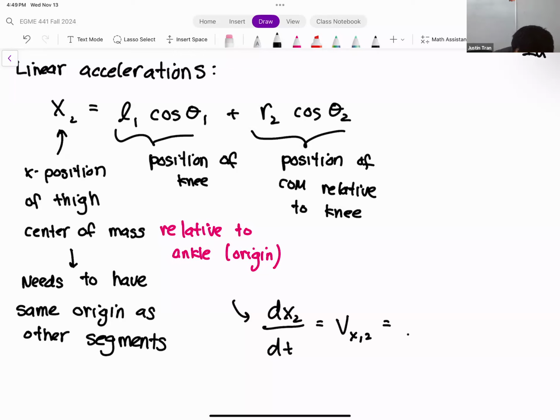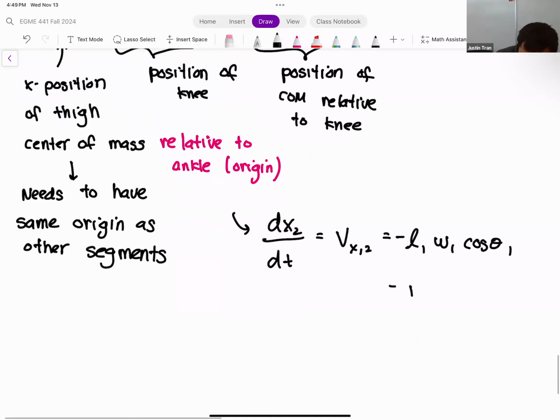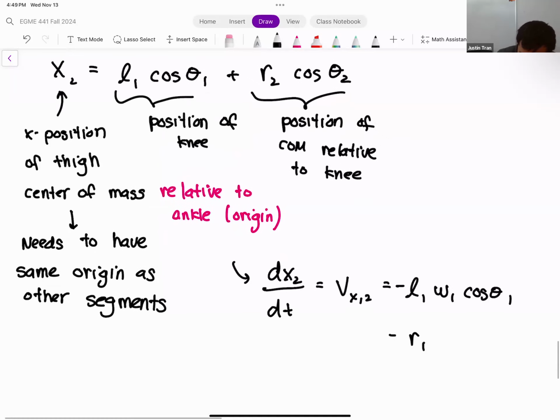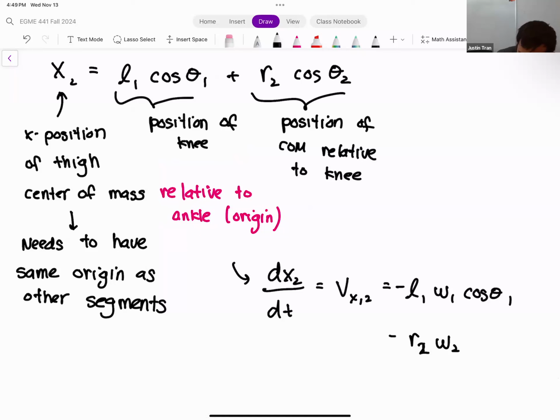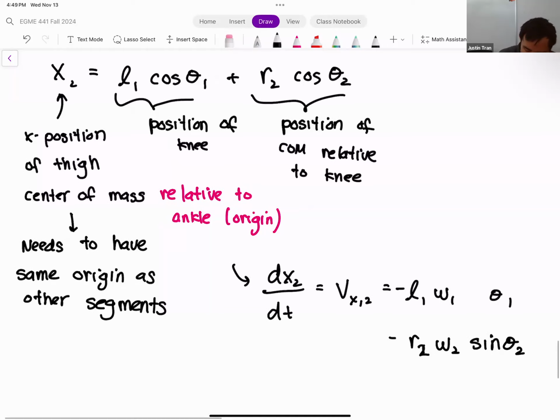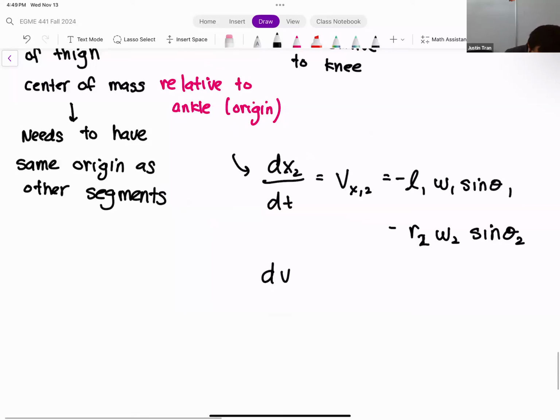If we do this derivative here, we get minus L1 omega 1 sine theta 1 minus R2 omega 2 sine theta 2. I apologize, this first term here is not cosine, it's sine. So the velocity is minus L1 omega 1 sine of theta 1 minus R2 omega 2 sine of theta 2. Let's take the derivative one more time.